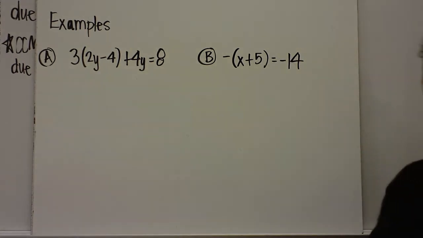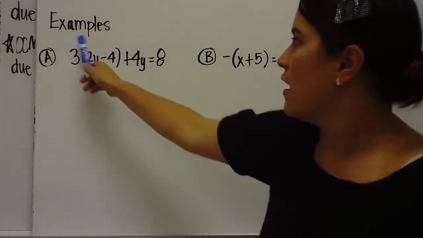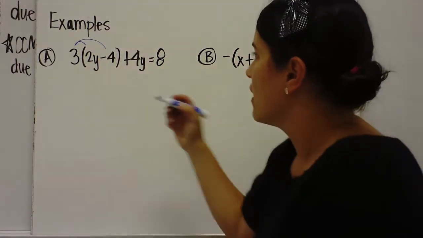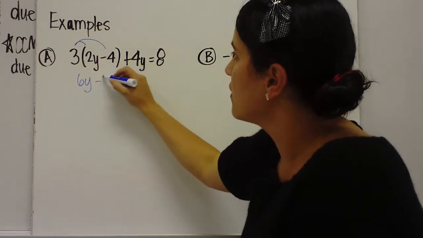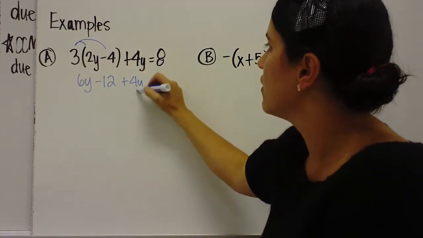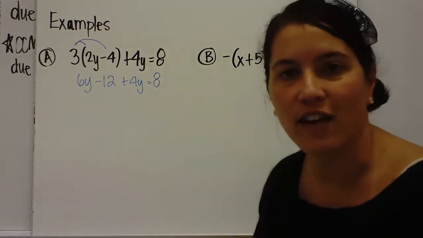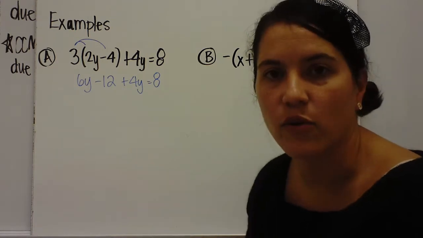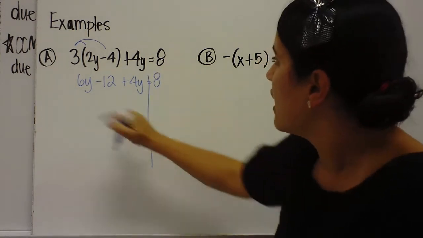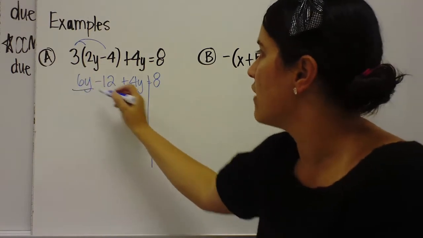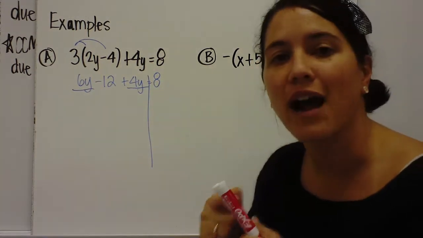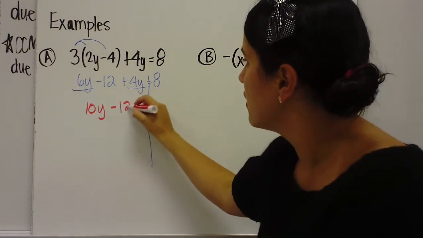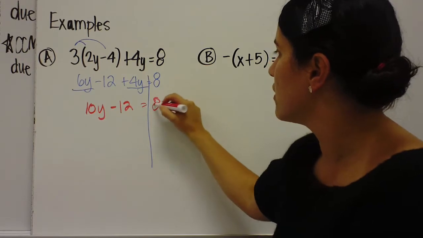Alright, so copy these examples down. First step is to distribute. So I'm going to distribute. I'm going to get 6y minus 12. And then you bring everything else down. After you distribute, you clear your fractions. We don't have any fractions, so we're going to combine like terms. Over here on the side of the equals, I have a 6y and a 4y. I can combine those, 6y plus 4y, and that gives me 10y minus 12 equals 8.